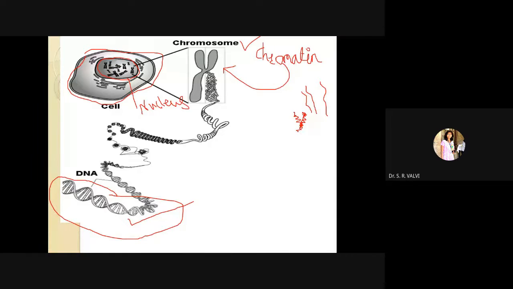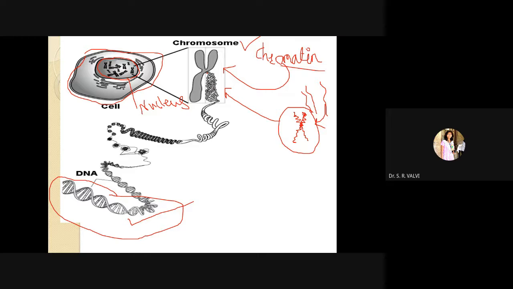This is a particular structure which is made from this thin thread-like structure. So thin threads are nothing but chromatin. So chromatin is condensed to form a thick structure called the chromosome, right?